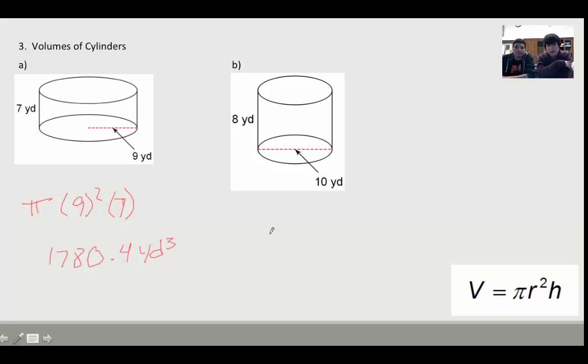All right, so you do the same thing for B. But it would be 5, yeah, it would be 5 since that's half of the yards. Pi times the height 8. It's going to be 628 yards cubed.